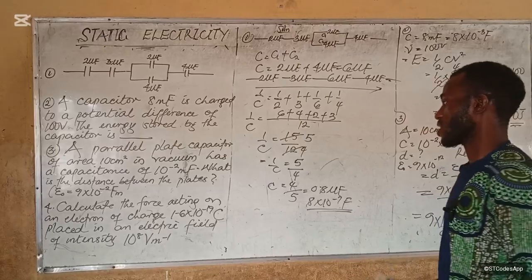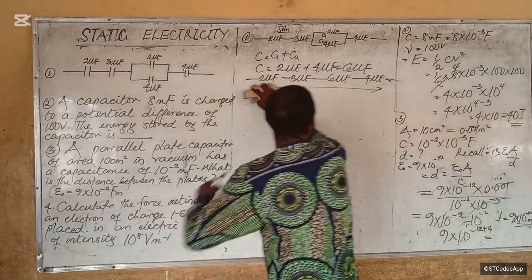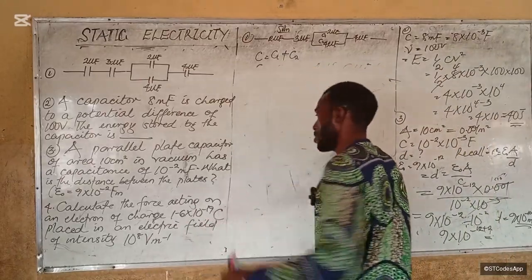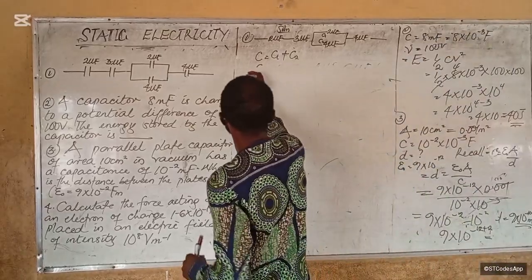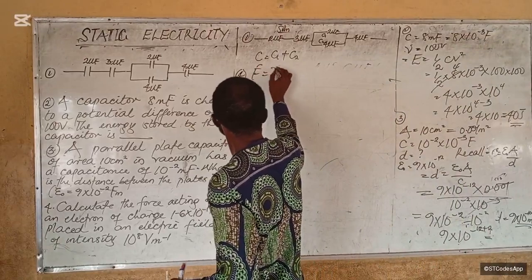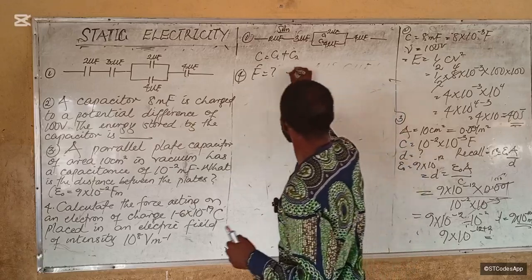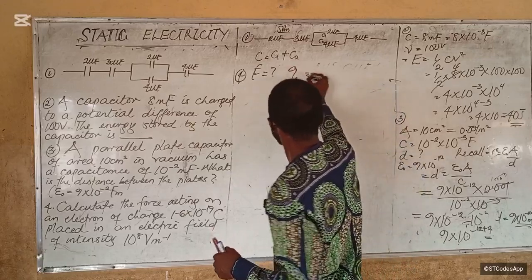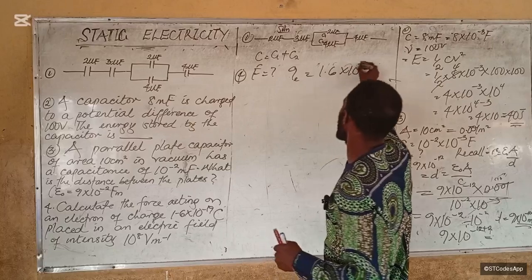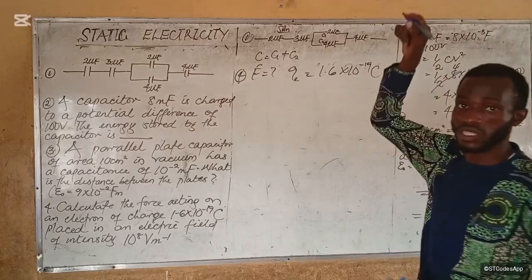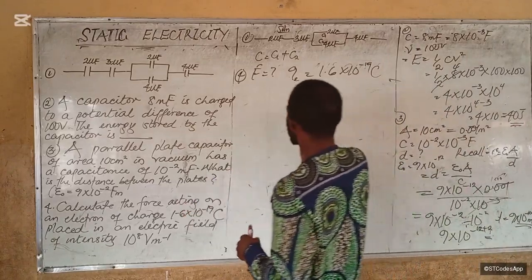All right. Now the next one, which is the last, number 4, says that calculate the force acting on an electron. Calculate the force, number 4. Calculate the force acting on an electron. Now this one is an electric field, I think. On an electron, charge of electron is what? 1.6 here. We know that 1.6 times 10 to the power minus 19 Coulomb. I've mentioned this in the previous video. Placed in an electric field intensity that.